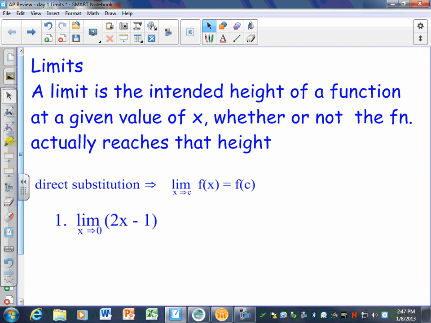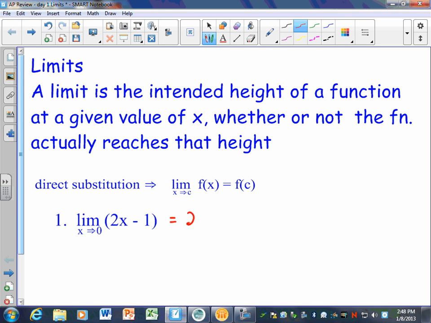The easiest one is direct substitution. Are you going to have one like this on the AP test? Probably not. But if you can just substitute in the number, that is the limit. That is the height there. If it's a continuous function that is defined at that point, then in number one here, define the limit as x approaches 0. I want to know what's happening as I get closer and closer to 0. Well, I can just plug 0 in there, and that's 2 times 0 minus 1, or negative 1. On the AP test, it's not going to be that simple.